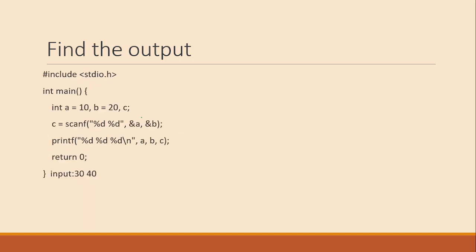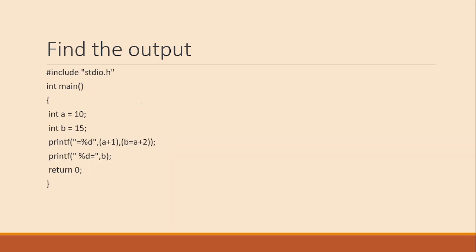Now, as far as scanf is concerned, we have 2 inputs here. We are reading 2 inputs, a and b. The nature of scanf is that it will read these 2 inputs and return how many inputs it has read. So it will return 2. If a is getting an input of 30 and b 40, since you are getting 2 inputs, it will return 2. So it will get 30, 40, and 2 will be the answer for this.